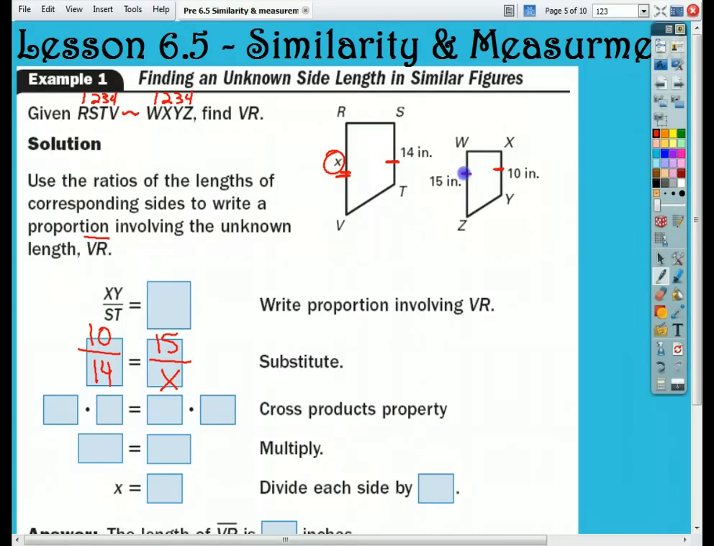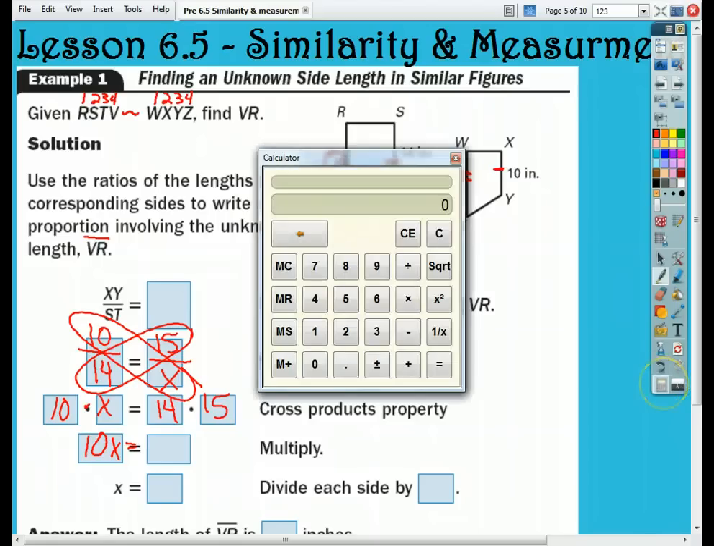So we know that these two are similar. Now we've learned, last week we also learned two words. What's it called in order to solve this? What do I need to do? Louder. Cross products. Yes, cross products. So let's start with our variable. 10 times x, and then our other one, 14 times 15. Calculators out. We all know this one's 10x. What does 10x equal? What's 14 times 15? 210.